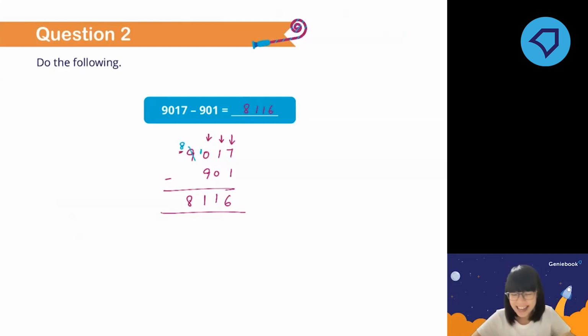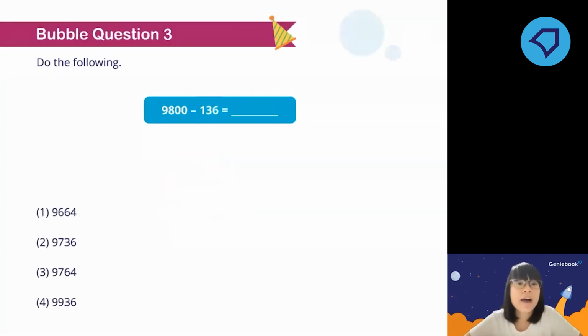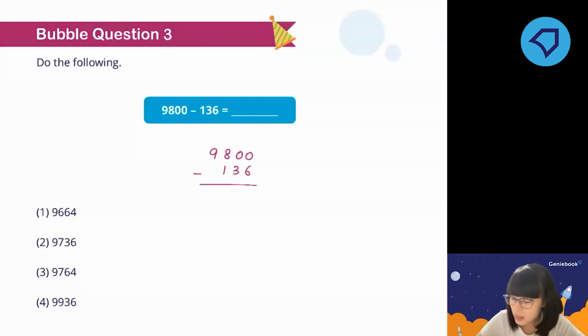All right, so are you guys ready for bubble question number 3? Okay, so let's take a look at bubble question number 3. You have to help me to do the following. I'm going to take 9,800 minus 136. So let's take a look together. How do we do this subtraction? We definitely need to do regrouping. So we have 9,800. We are going to minus 136. Again, let's start from the digits in the ones place. We have 0 minus 6.